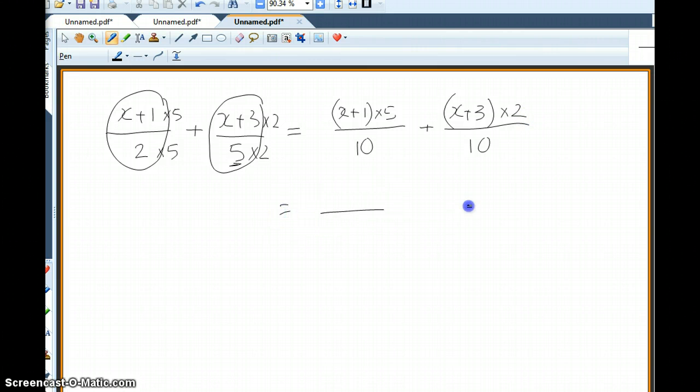Brilliant. I have a common denominator, 10. I'm just going to slightly change where the 5 is now, put it in front, and put the 2 in front. I've shifted the 2 to there, I've shifted the 5 to there. I've written it as an equivalent fraction. Am I finished? What else can I do?